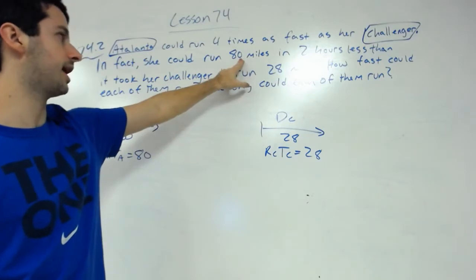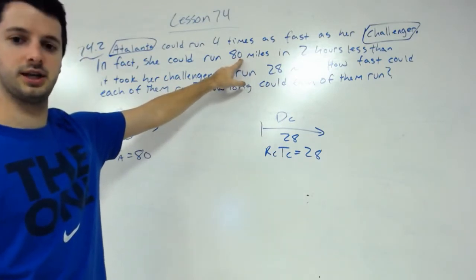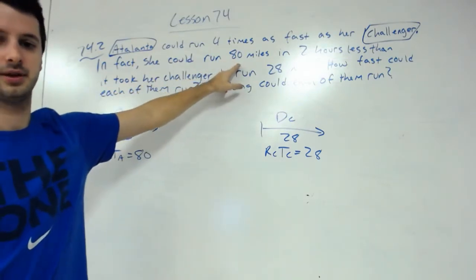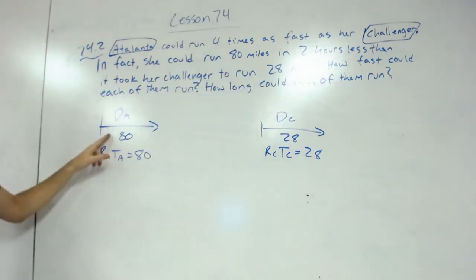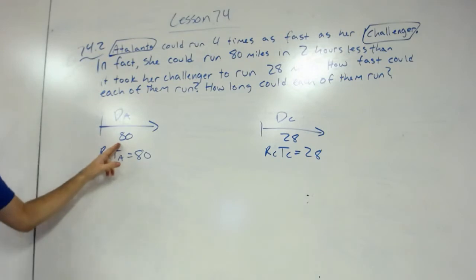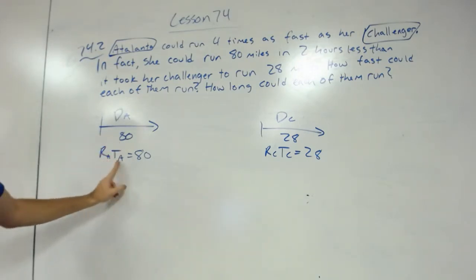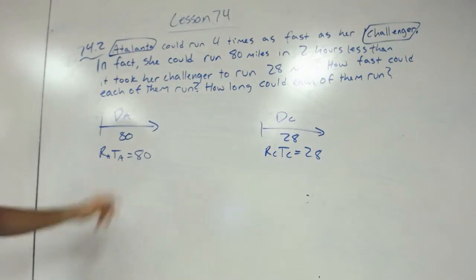So she could run 80 miles. What we are saying here is the distance that Atlanta ran is 80 miles. So we put that in the equation here. Distance of Atlanta is 80 miles, meaning rate of Atlanta times time of Atlanta equals 80.